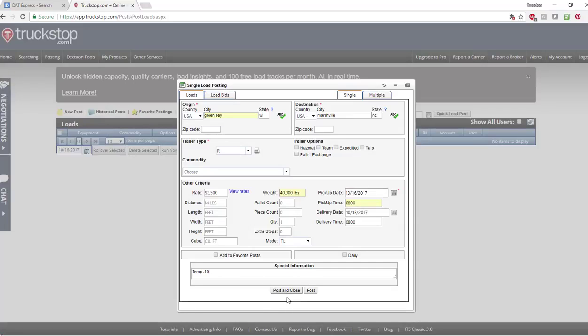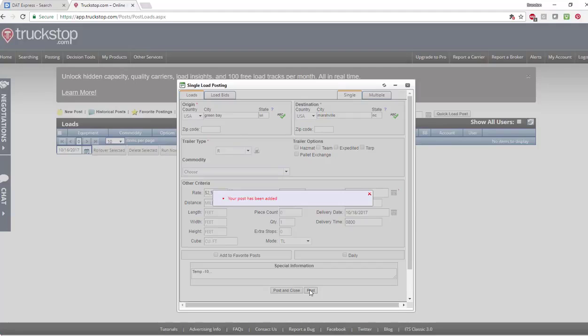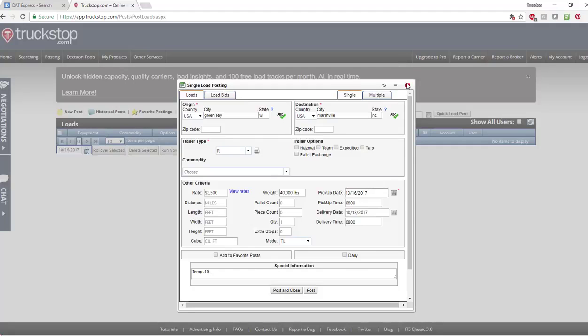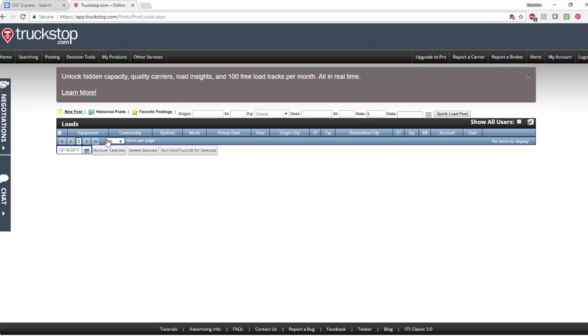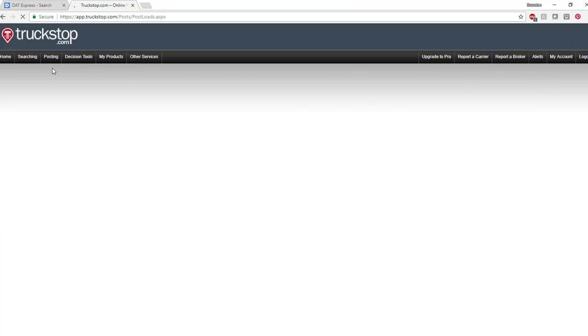And down here, we can post and close or simply post. Okay, so I'm just gonna post that so that you can see how it looks when it posts. Your post has been added, so I'm gonna click out of that so we can go over here and see what it looks like when we post it. We're gonna go over here to posted loads, and this will allow for us to see what load has actually been posted, what we have available.